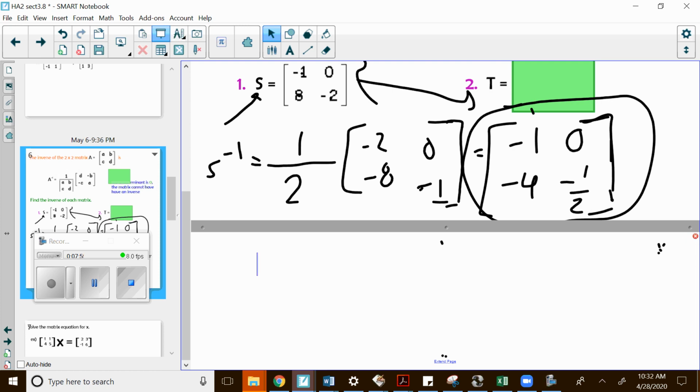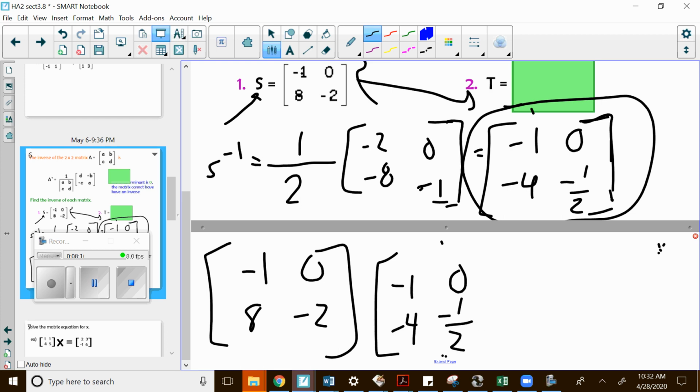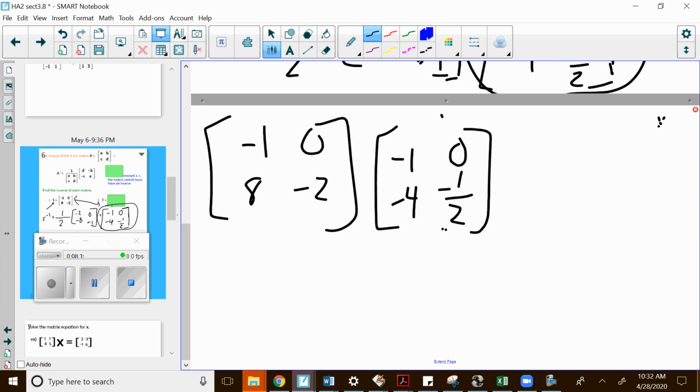Okay. So negative 1, 0, 8, negative 2. Watch what happens when I multiply it times its supposed inverse that we just found. Negative 1, 0, negative 4, negative 1/2. So that's another 2 by 2, obviously. And let's see, the top left element is the top row combined with the left column. So negative 1 times negative 1 is 1, plus 0 times the negative 4, still 1. That's what we're supposed to start with, right? We want to get back to the identity here.